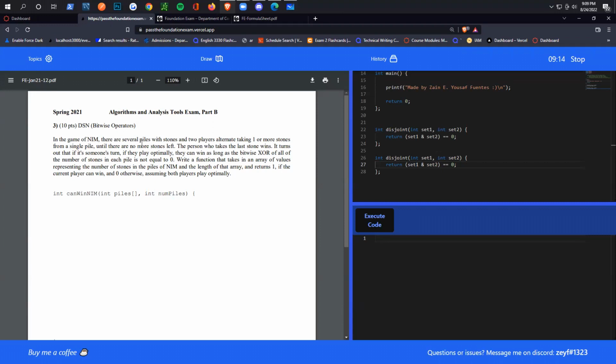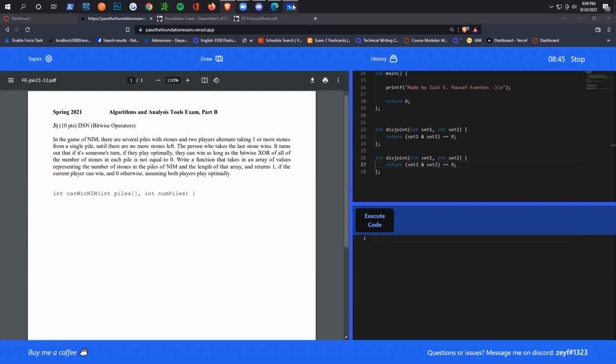Okay, so that's all. It's a whole lot of BS. There's a lot of stuff you don't have to care about. So this is one of those questions that it's 10 points, but it's kind of like a freebie. So it says they can win as long as, and they literally tell you what you do, the bitwise XOR of all of the number of stones in each pile is not equal to 0. So just a quick little recap.